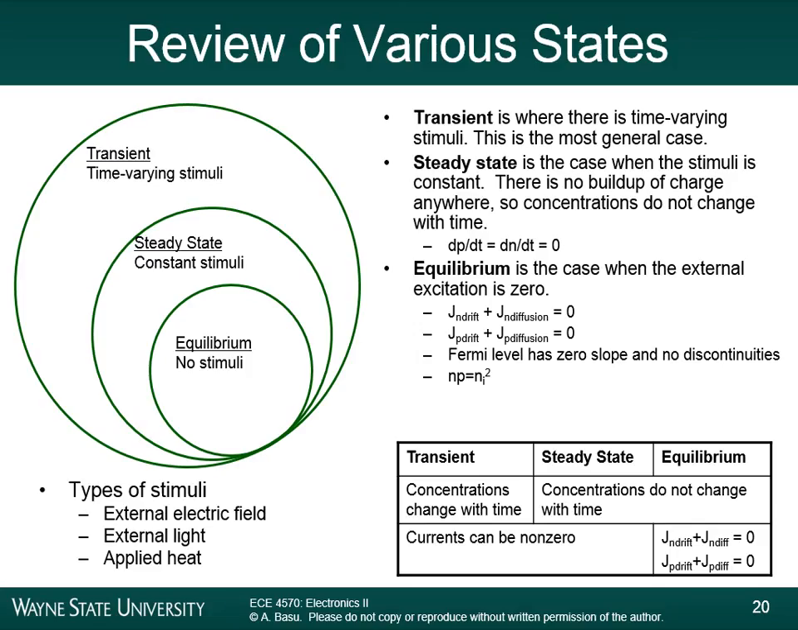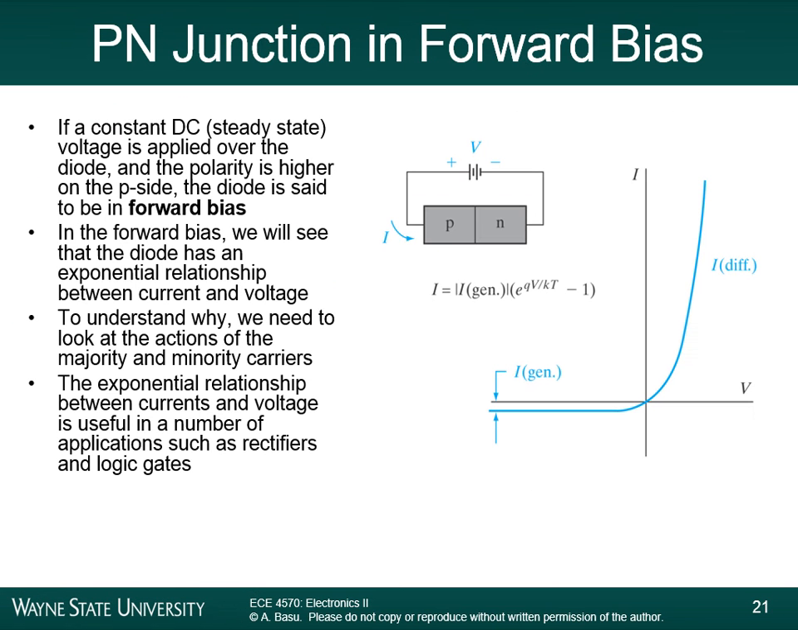All right, just to go over again, steady state is the case where the stimulus is constant, so we're applying a fixed DC voltage to the device. There's no buildup of charge anywhere, so carrier concentrations do not change with time: dP/dt and dN/dt are 0. This slide is basically showing the IV characteristic for a PN junction and what the polarity of the voltage is, just what I showed you in the drawing.